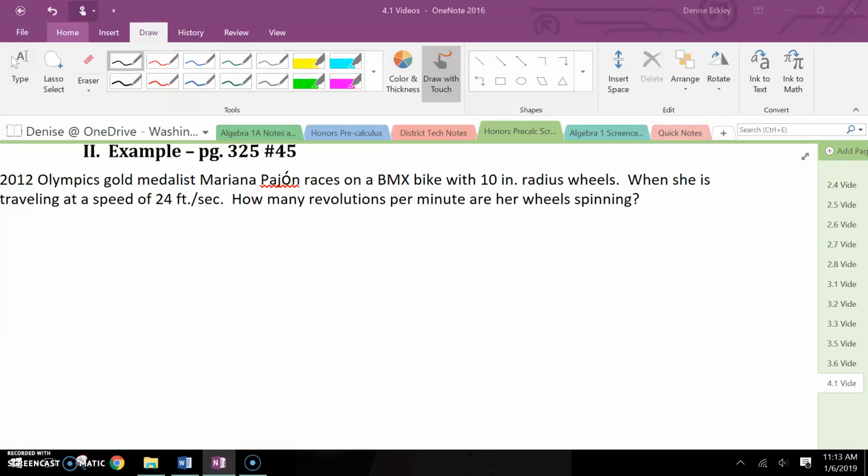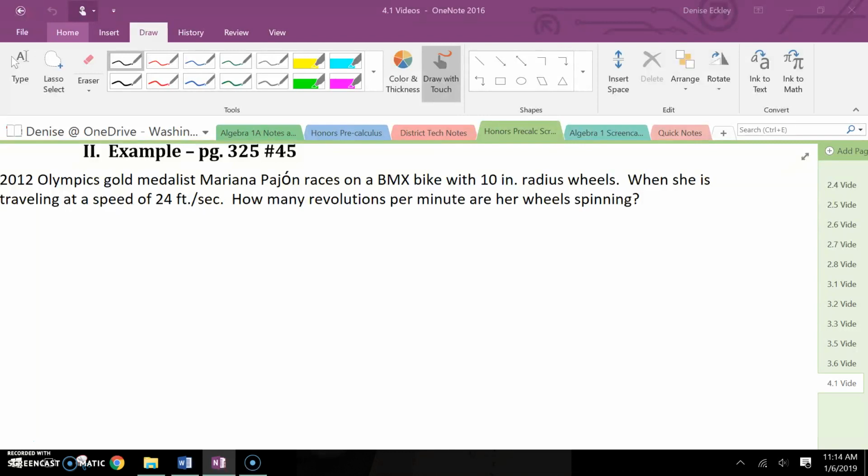Page 325, number 45, reads: 2012 Olympics gold medalist Mariana Pajon races on a BMX bike with 10-inch radius wheels when she is traveling at a speed of 24 feet per second. How many revolutions per minute are her wheels spinning?